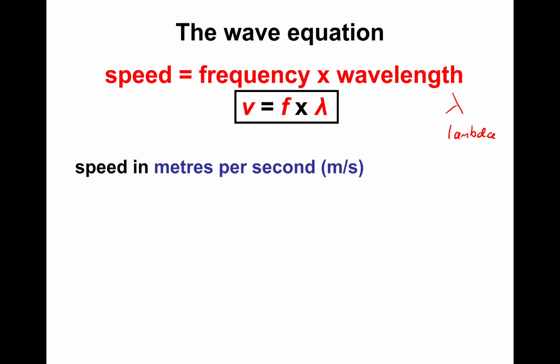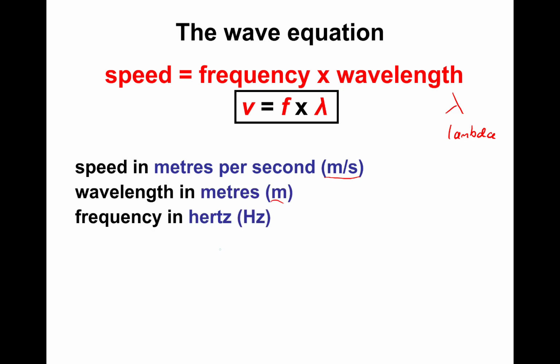So the units: the wave speed is in meters per second. Wavelength is in meters, and frequency is measured in hertz, or cycles per second. If you want to pause and make sure you've got that down, then I'm going to show you how to rearrange the equation. So I'm going to do that now.